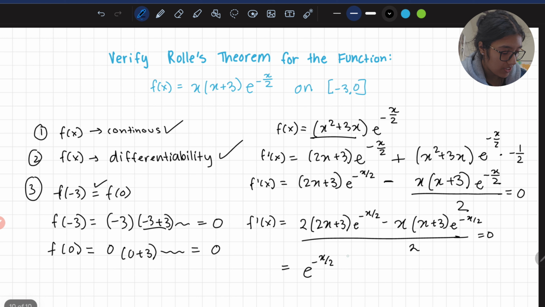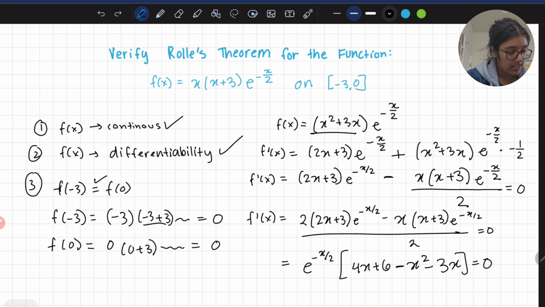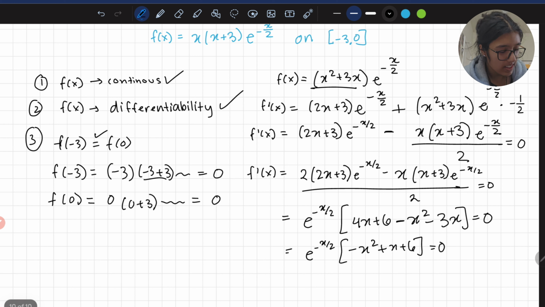So with my e to the power minus x over 2 out, we're left with this part, and I'm just going to expand that. So we have 4x plus 6 minus this part. Once again, I'm just going to expand that. That is minus x squared minus 3x equals 0. I just moved the 2 to that side. Now, in this case, let us simplify whatever's in those brackets. So we have e to the power minus x over 2 times minus x squared plus x plus 6. Let's take out that minus e to the power minus x over 2. x squared minus x minus 6 equals 0.